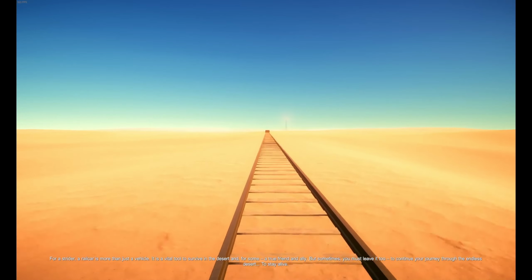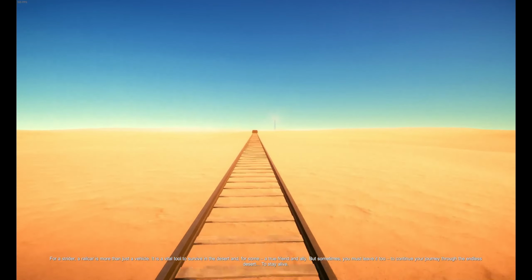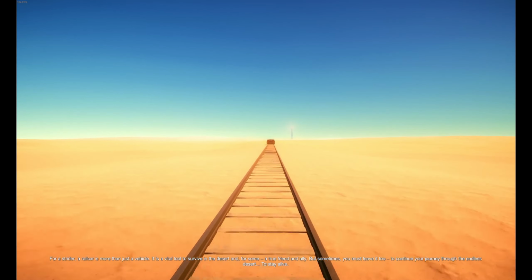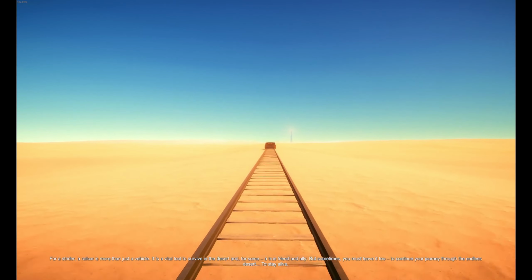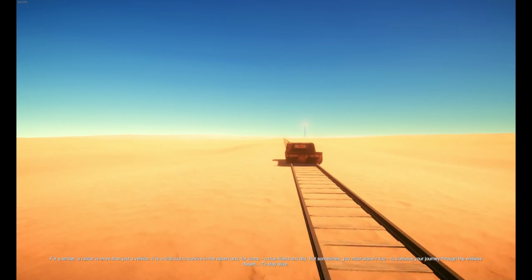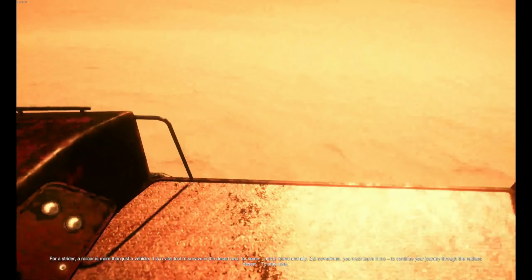For a Strider, a rail car is more than just a vehicle. It is a vital tool to survive in the desert, and for some, a true friend and ally. But sometimes you must leave it too, to continue your journey through the endless desert, to stay alive.